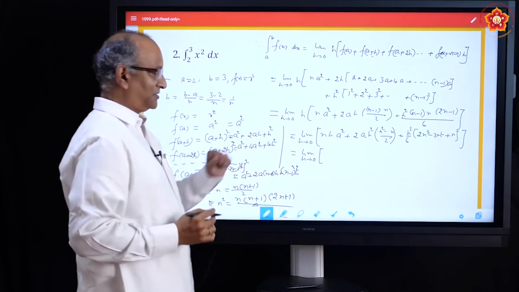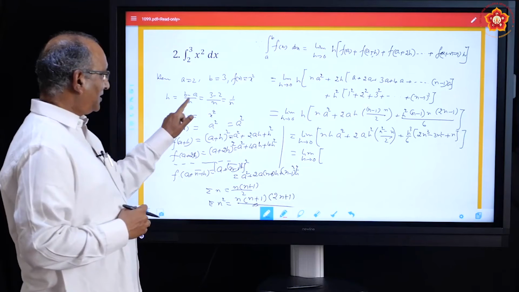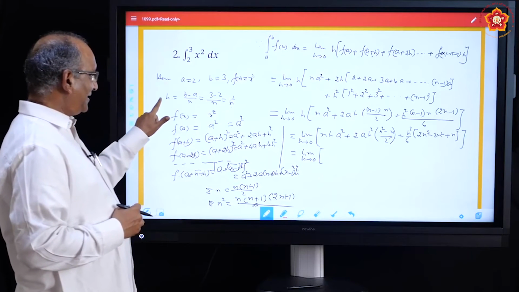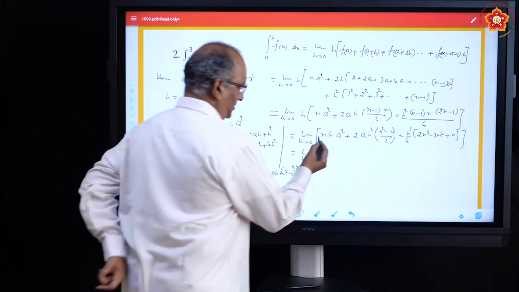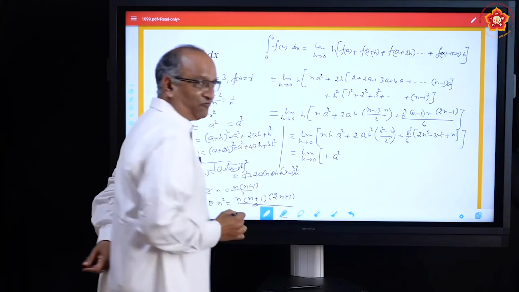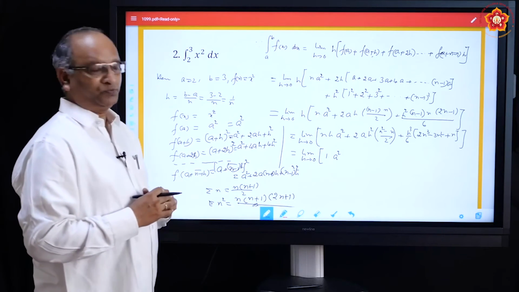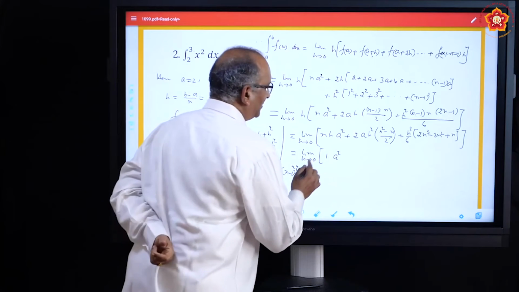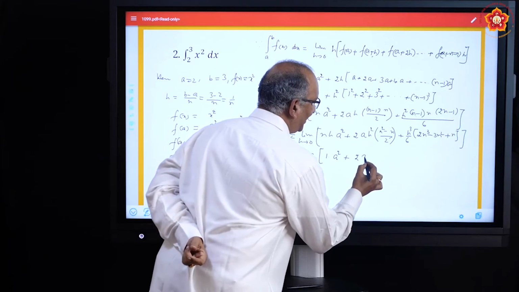What is this nh? Just go back to the beginning. h is what? 1 by n. So if you take n and h, nh is nothing but 1. So substitute. So this is nothing but 1 into a square. In fact, you can also substitute what is a. a, we know that it is 2. So anyway, that we will do in the next step. Plus 2a.